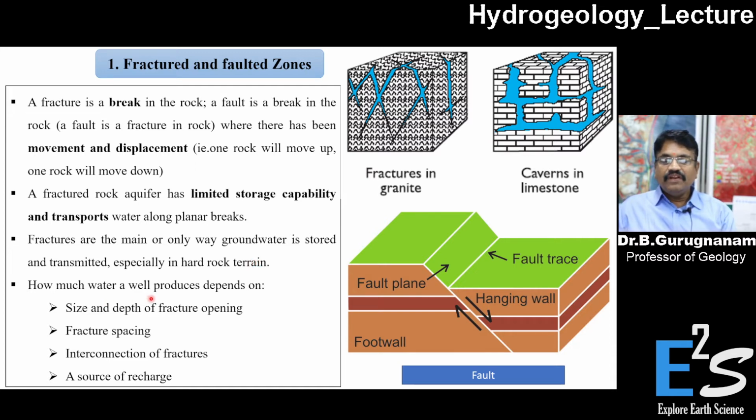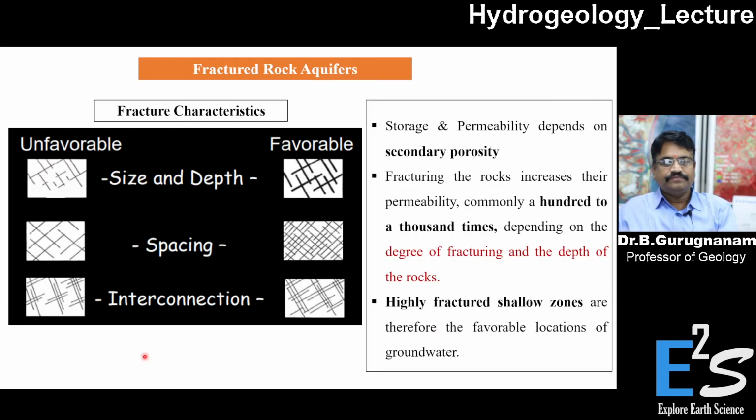How much water a well produces depends on the size and shape of the fracture, fracture spacing, interconnection of fractures, and the recharge. You need to have your water. So it depends on the size of the fracture, if the depth of the fracture extends up to a longer distance beneath the surface, the spacing of the fracture, interconnection of the fractures, and the amount of rainfall in that particular area.